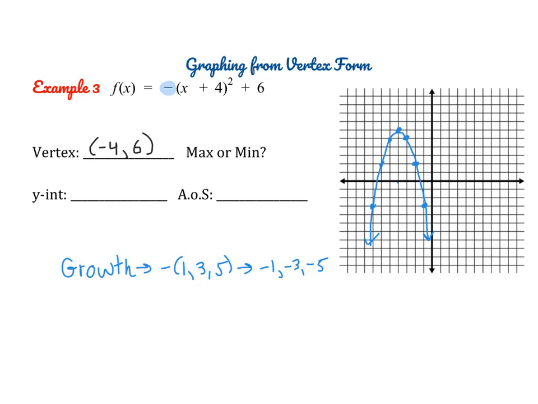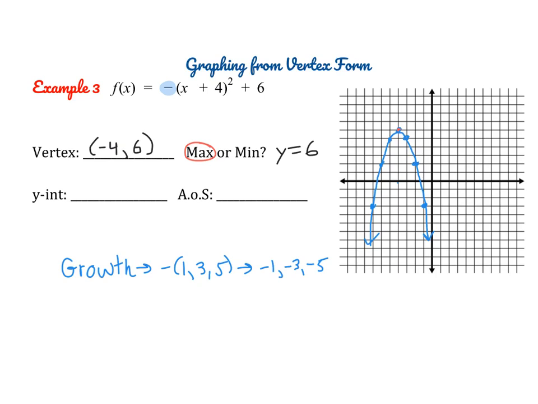Okay, so here, since our a value is negative, we get that downward facing graph, and we do have a maximum. You can see it occurs right here, and that's going to occur at the vertex, the y value of the vertex. So our maximum is at y equals 6.